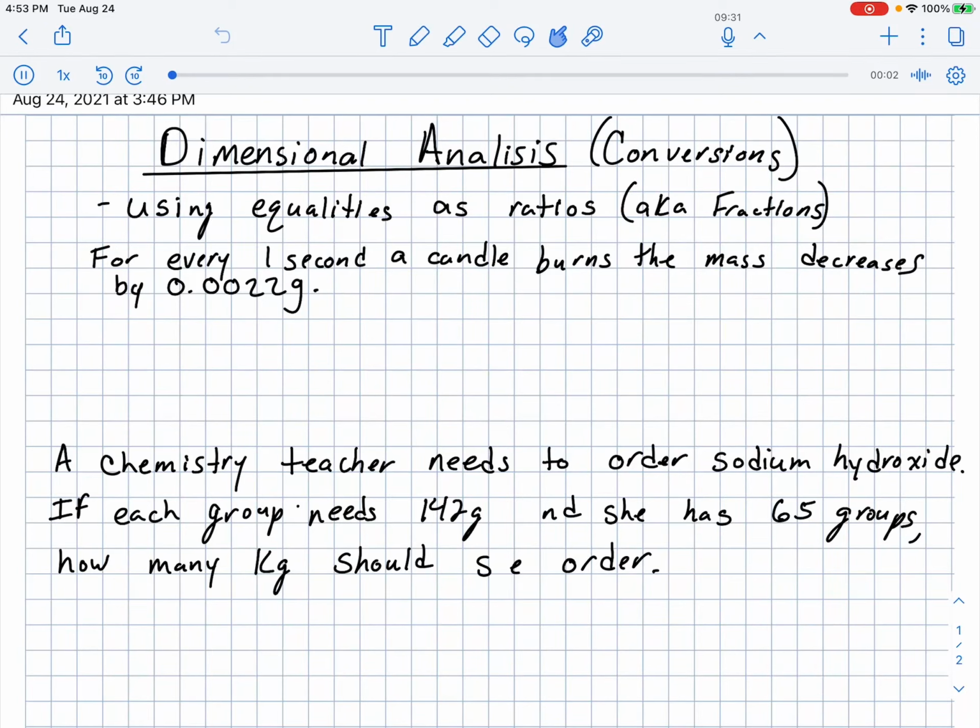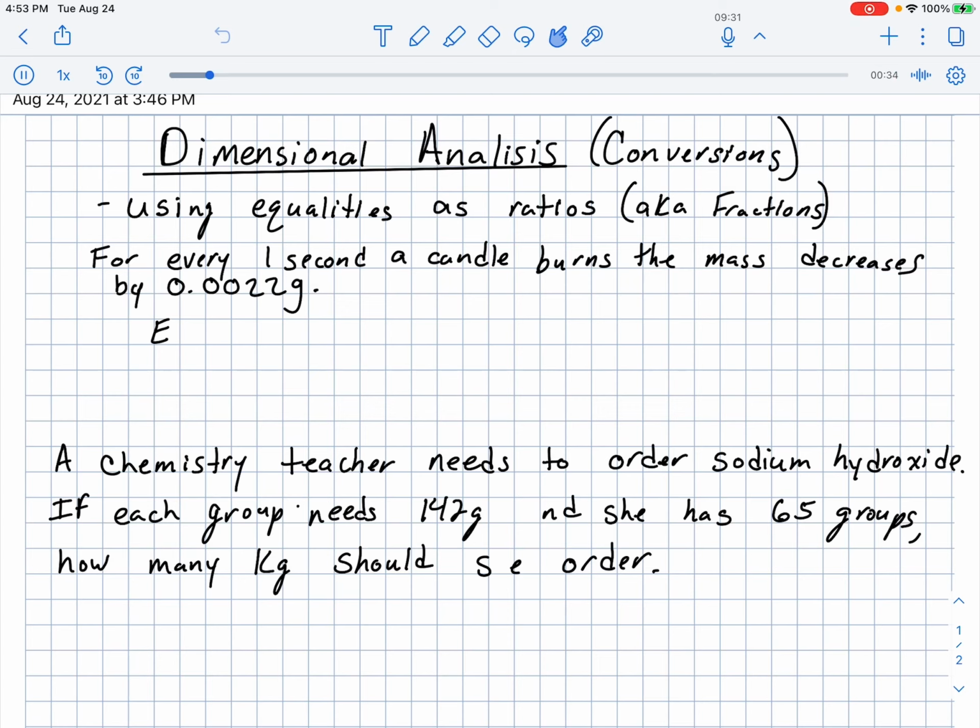In these video notes, we are going to go over dimensional analysis or conversions. The definition of dimensional analysis is using equalities as ratios, which we call fractions. We're going to start with our slope in a sentence from the other day. For every 1 second a candle burns, the mass decreases by 0.0022 grams. And so as the definition says, we're going to set equalities as ratios.